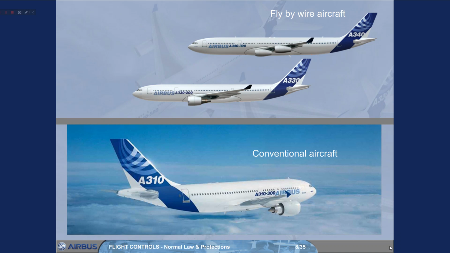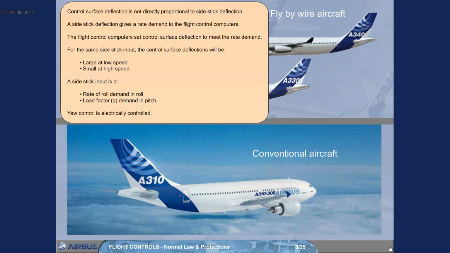Control surface deflection is not directly proportional to side stick deflection. A side stick deflection gives a rate demand to the flight control computers. The flight control computers set control surface deflection to meet the rate demand. For the same side stick input, the control surface deflections will be large at low speed and small at high speed. A side stick input is a rate of roll demand in roll and load factor, G, demand in pitch. Yaw control is electrically controlled.